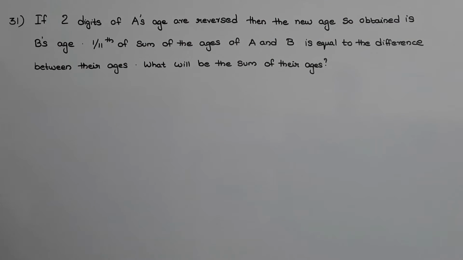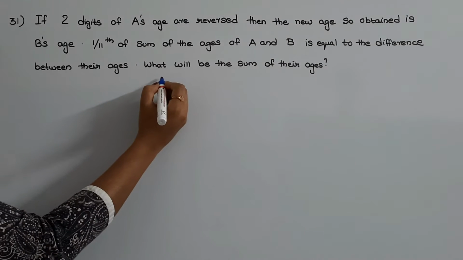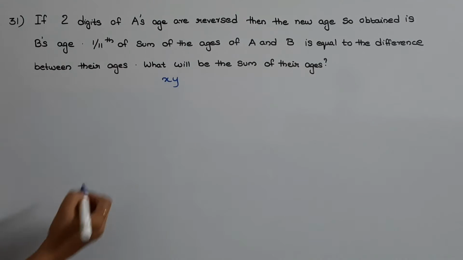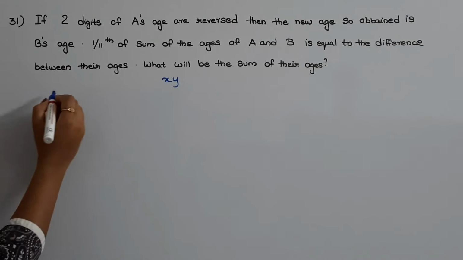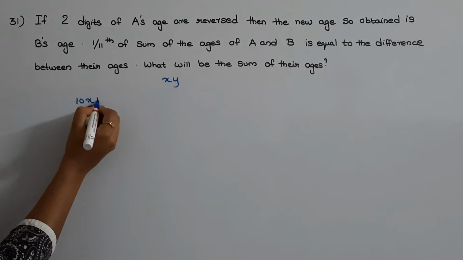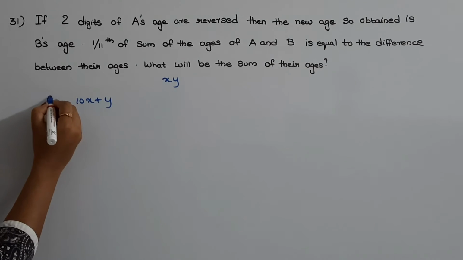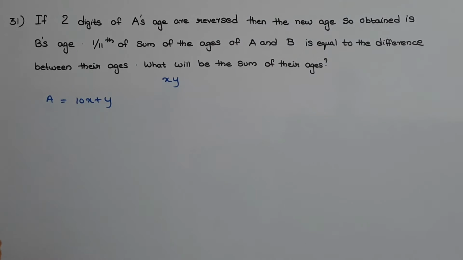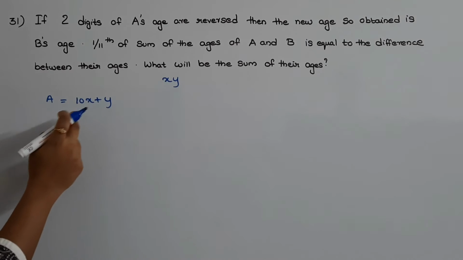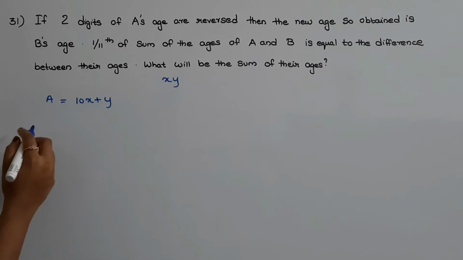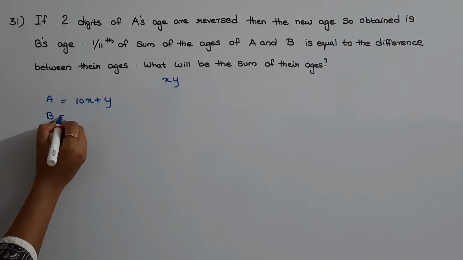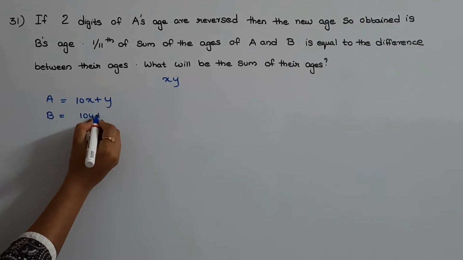Okay. So let us consider age of A as xy. Okay. So this can be written as 10x plus y. So A's age can be written as 10x plus y. Now if we reverse these digits, we will get B's age. Then B's age will be equal to 10y plus x.